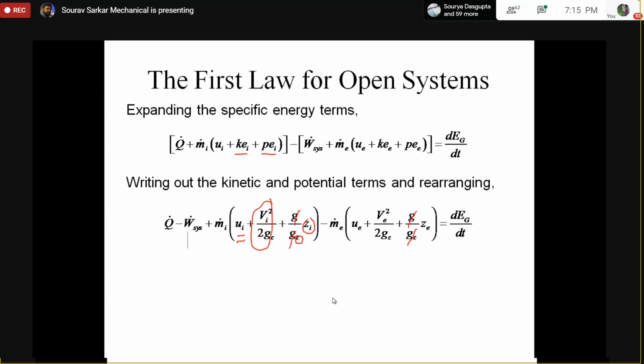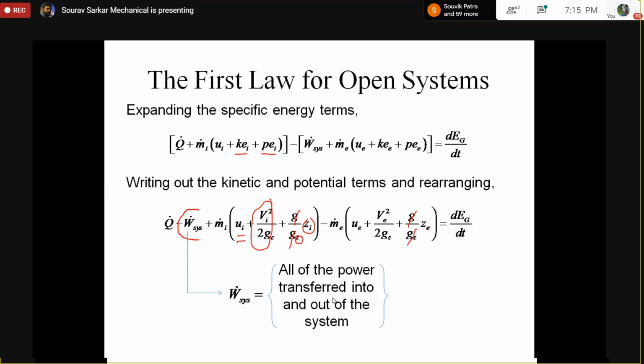Fine. So now let's try to understand what we mean by work done by the system. This work done by the system is a little bit crucial. You have to understand it very well. So what is the work done by the system? It is all of the power transferred into the system or out of the system. We already know that there is some kind of work done by the system due to the rotation of this turbine, something like a system work.